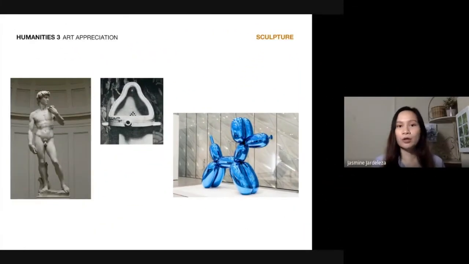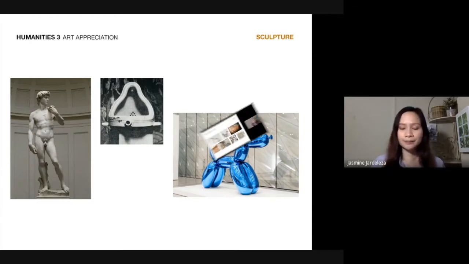Sculpture would also belong under the plastic arts. This refers to the design and construction of three-dimensional forms representing nature or natural objects, or imaginary, sometimes abstract shapes. Common materials used in sculpture are stone, wood, clay, and metal.